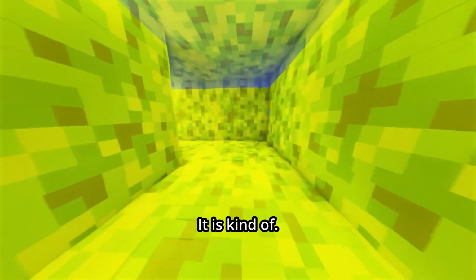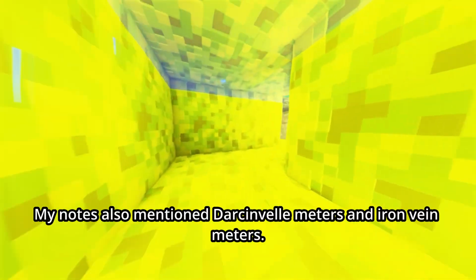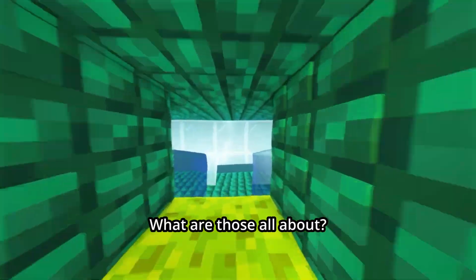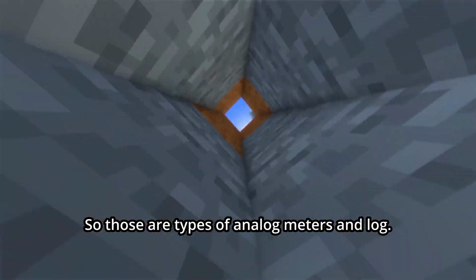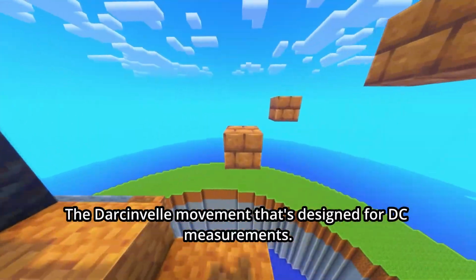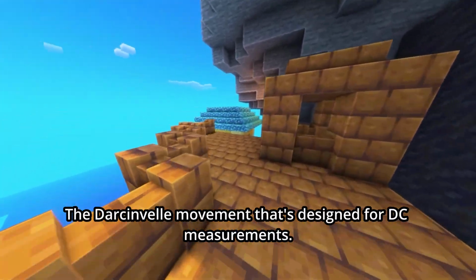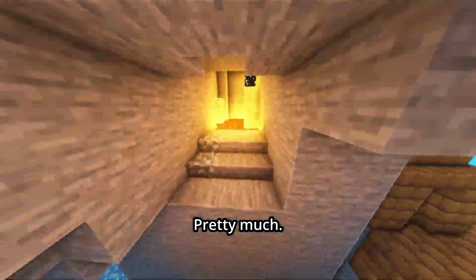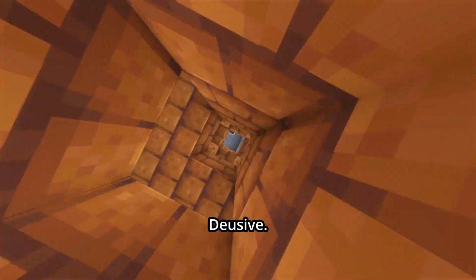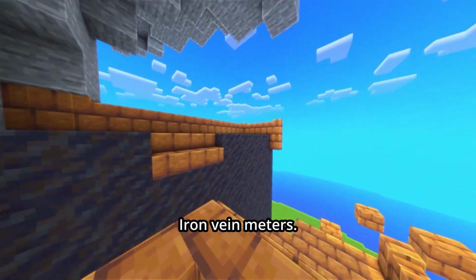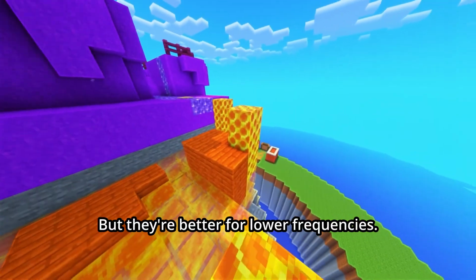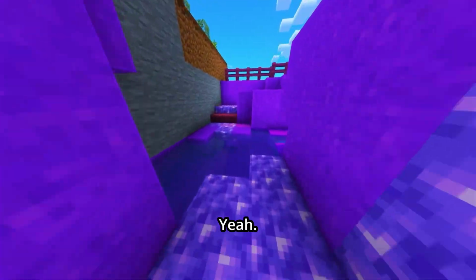It is, kind of. But my notes also mentioned D'Arsonval meters and iron vane meters. What are those all about? Those are types of analog meters. They're a bit simpler, less versatile than the oscilloscope. The D'Arsonval movement is designed for DC measurements. So DC only. Pretty much. So we'd need to add some extra circuitry to convert the AC to DC before we can use them. Gotcha. Iron vane meters can measure AC directly, but they're better for lower frequencies. So they've got their limitations.